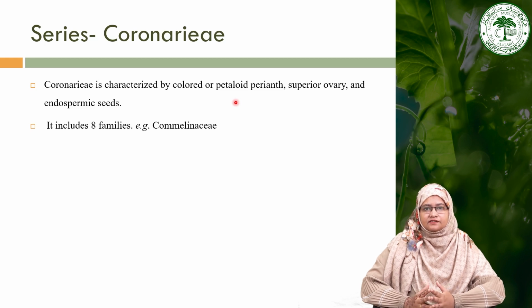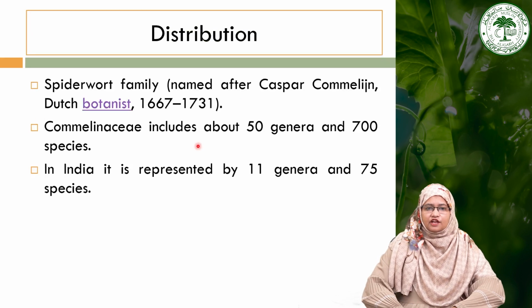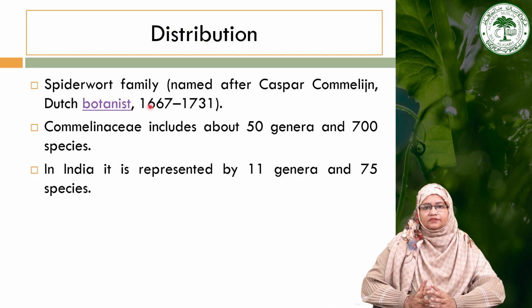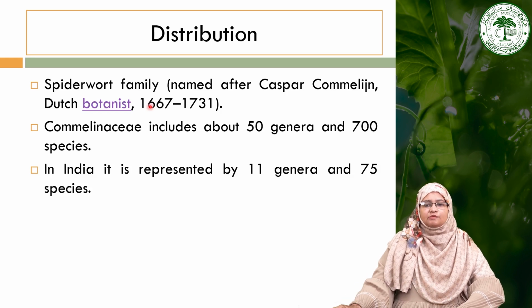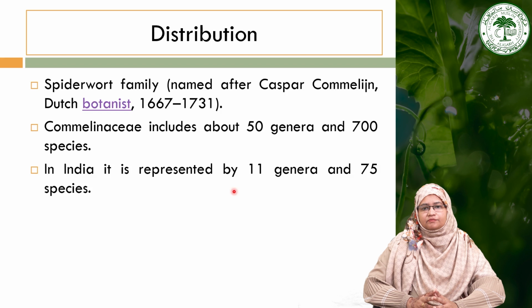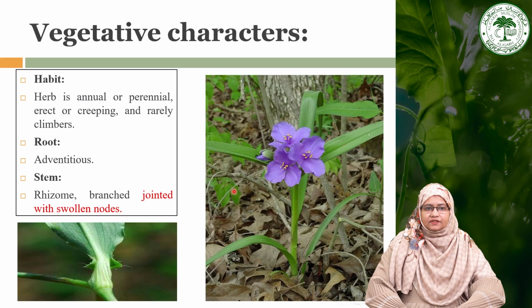Earlier we studied Liliaceae, which is one of the representatives of this series, and today we are going to learn about the Commelinaceae family, also called the spiderwort family. The name Commelinaceae came from Caspar Commelin, a Dutch botanist. The family includes about 50 genera and 700 species in total, and India is represented by around 11 genera and 75 species. So it is a very small family with limited representation, particularly in India.